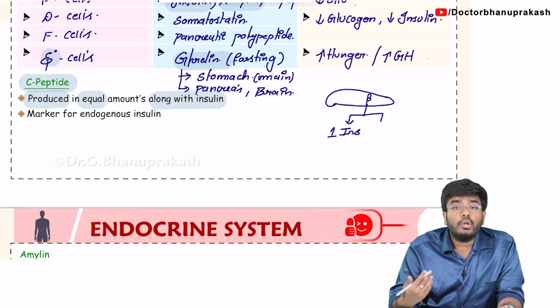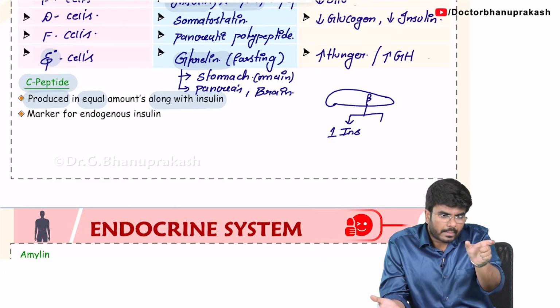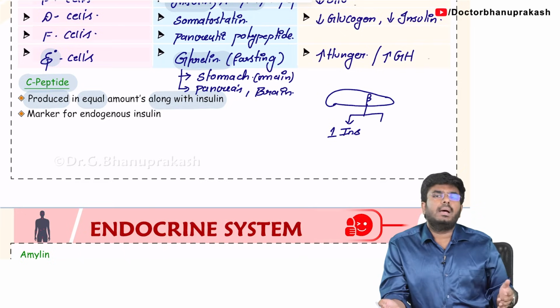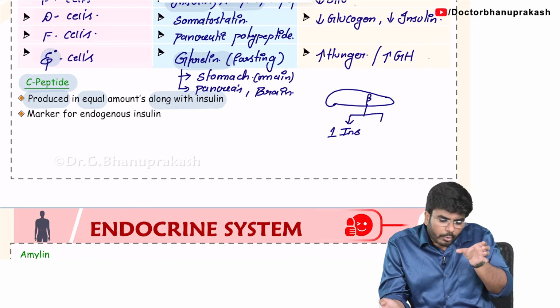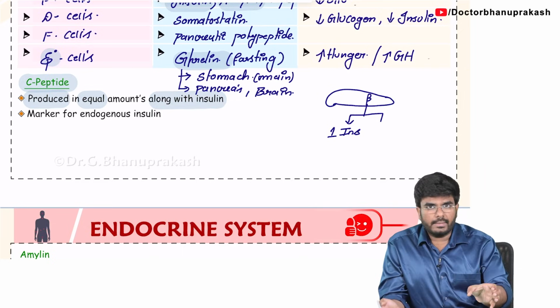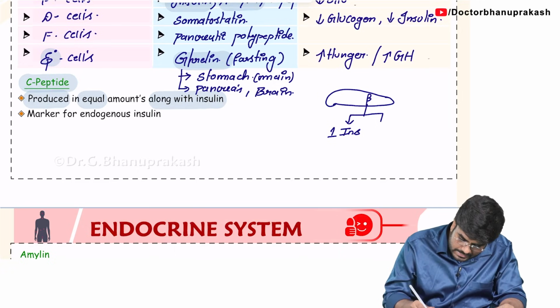While producing one molecule of insulin, a byproduct is also produced. There is something called proinsulin, matured insulin, something like that. So while producing this insulin, a byproduct, a waste product, is also produced, and that is called C-peptide.